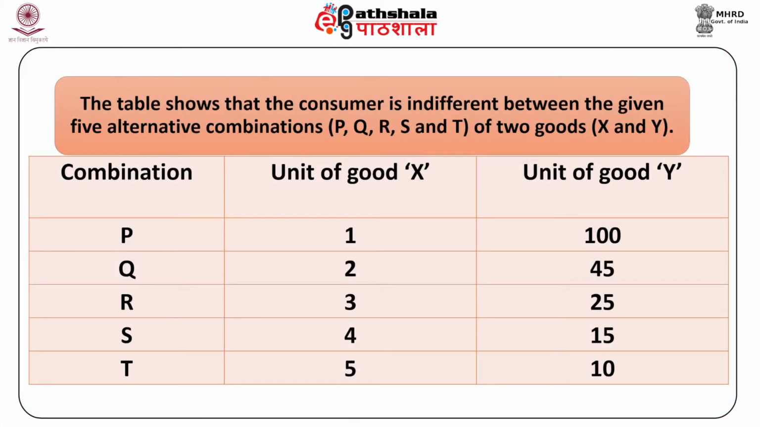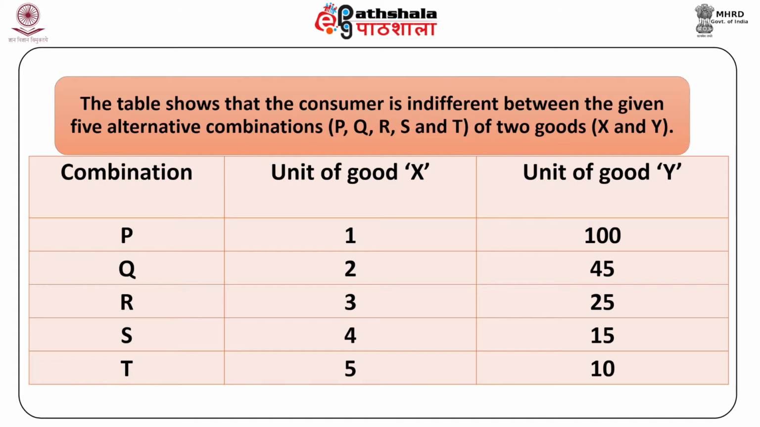Table number 1 represents combinations of units of good X and units of good Y. If he prefers combination P, then he is consuming 1 unit of good X and 100 units of Y. Combination Q, 2 units of good X and 45 units of Y. R, 3 units of X and 25 units of Y. S combination, he consumes 4 units of X and 15 units of Y. T combination, 5 units of good X and 10 units of good Y. The given table shows that the consumer is indifferent between the given 5 alternative combinations P, Q, R, S and T of 2 goods X and Y.